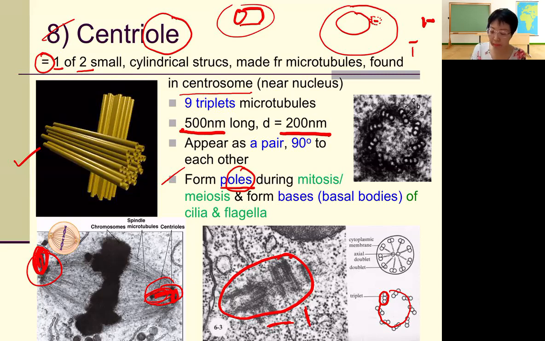The centriole also forms the bases of the cilia and flagella. Those bases are called the basal bodies. Bodies means structure, something that you can see. Basal means at the base of. At the base of something is called basal.